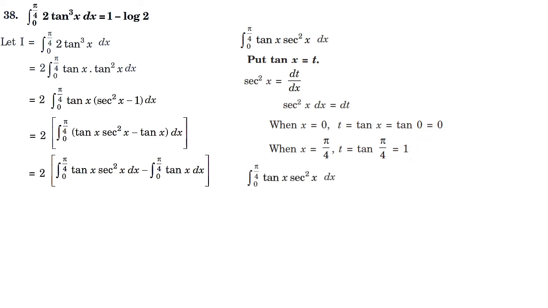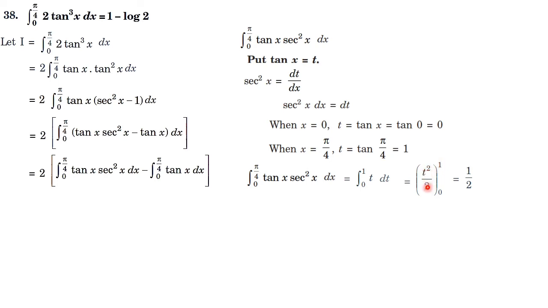Then find out the value of integral 0 to pi by 4 tan x sec square x dx. That is equal to, limit is changed 0 to 1. Then tan x we have substituted as t, then sec square x dx is dt. Substitute: integral 0 to 1 t dt. Integral of t with respect to t is t square by 2. Apply the limit 0 to 1. Then upper limit minus lower limit. That means 1 square by 2.